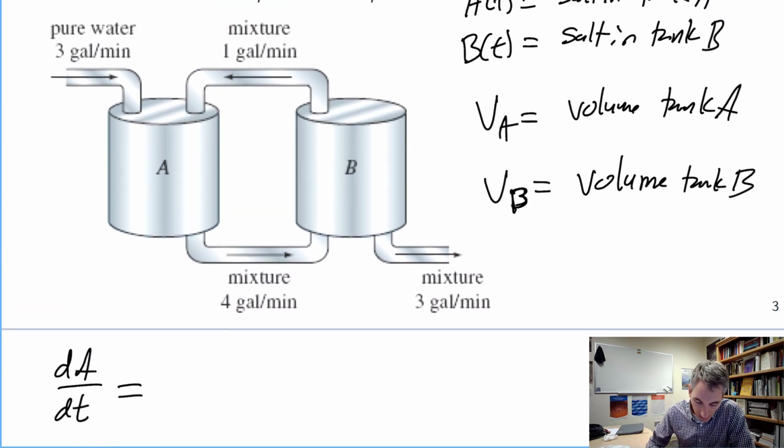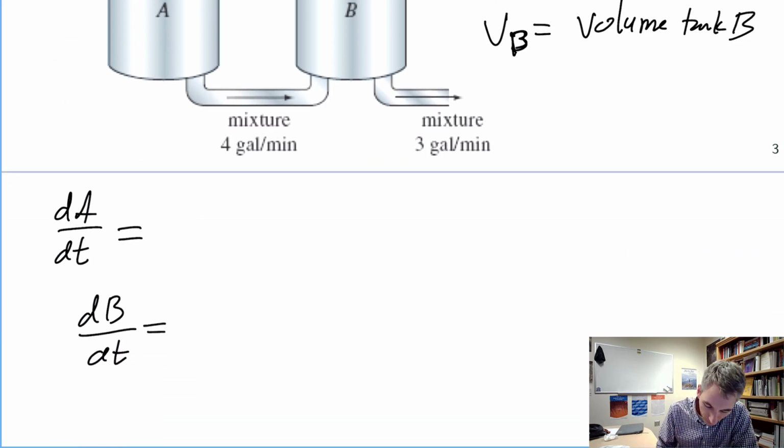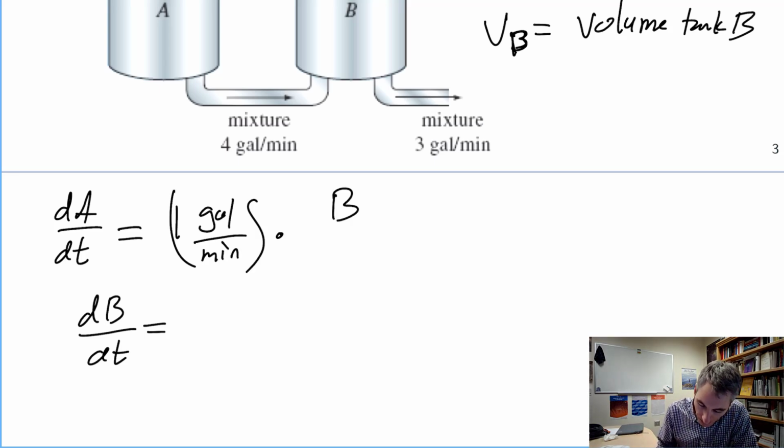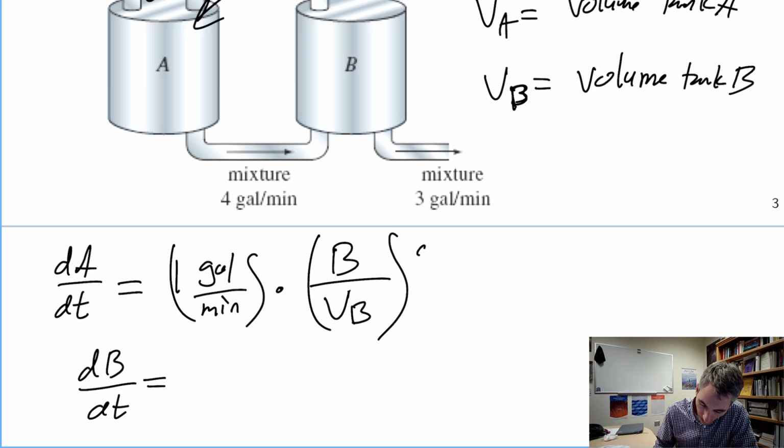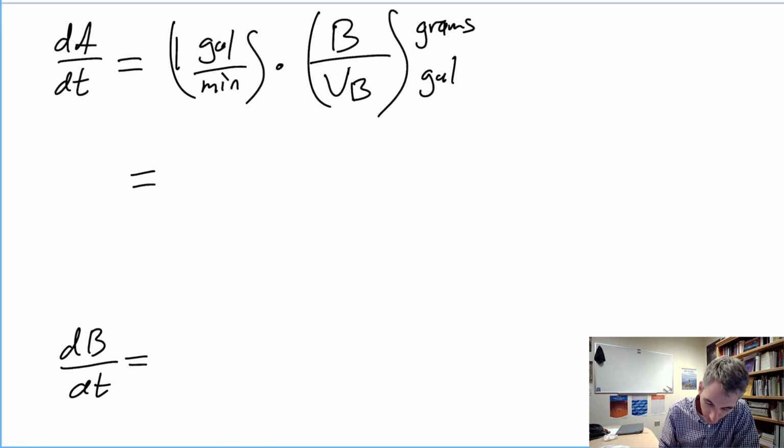Okay, so for A, let's do the in. I have 0 coming in here. This is pure water coming in. I have a mixture coming in at 1 gallon per minute. That's the flow, times B grams of salt divided by the volume of tank B. That would be in grams per gallon. And then you get grams per minute, which is what you need for the units. Maybe I'll slide this down so we can have a clean version and a dirty version. So this is just B over VB in this case.